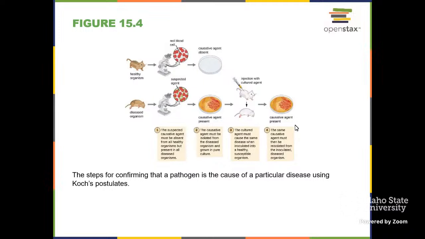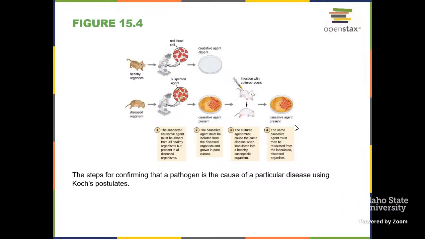So here we've got two different situations. We've got our healthy mouse up here, our healthy organism. We take some blood from it. Maybe we're thinking this pathogen's in the blood, all right? And we try to cultivate that. So we streak it out onto a petri dish, but nothing grows, all right? There are no pathogens in this healthy organism, all right?